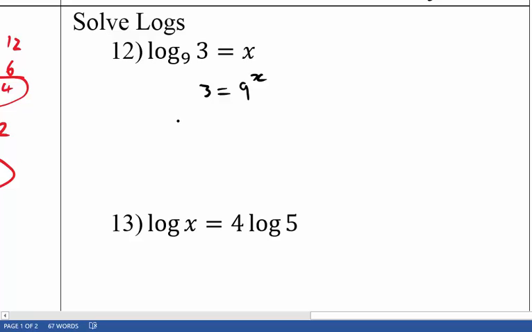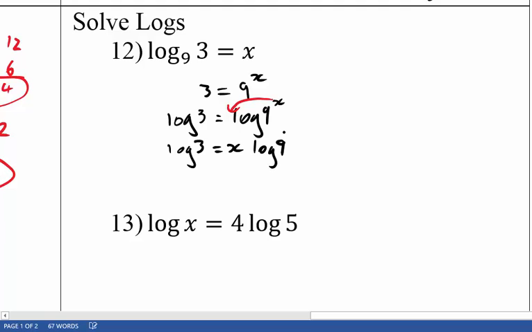So I'm going to log both sides to get that x down, similar to a question we did earlier. So log 3, I'm going to log both sides, log 9 to the power of x. Now I can bring that x down in front. Log 3 is now going to be equal to x log 9. And there's a small multiplication sign there.